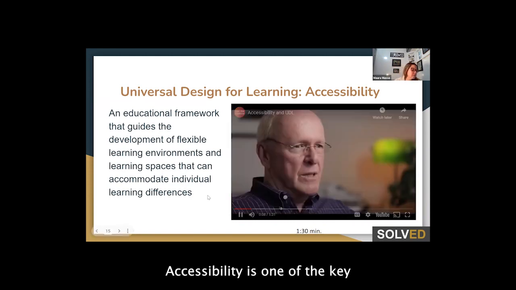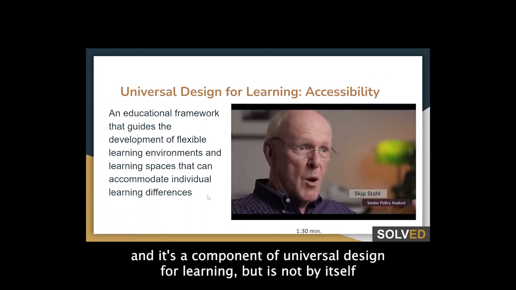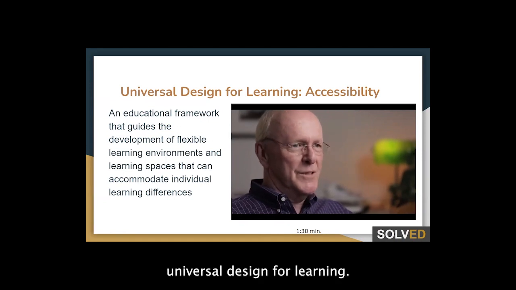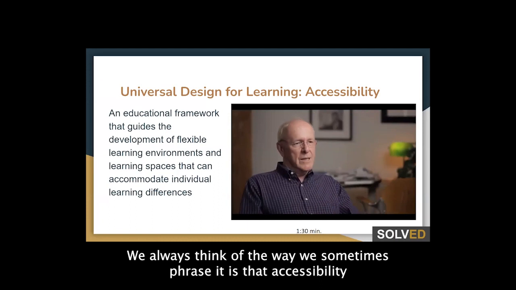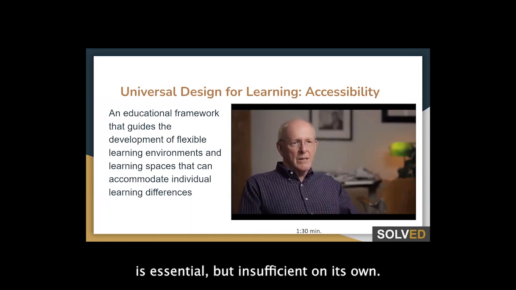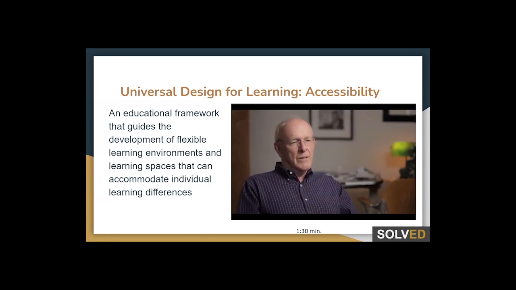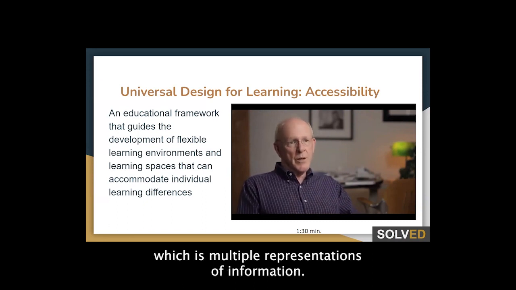Accessibility is one of the key foundational principles of universal design for learning, and it's a component of universal design for learning, but is not by itself universal design for learning. The way we sometimes phrase it is that accessibility is essential but insufficient on its own to be universal design for learning. Accessibility is really captured in the first principle of UDL, which is multiple representations of information.